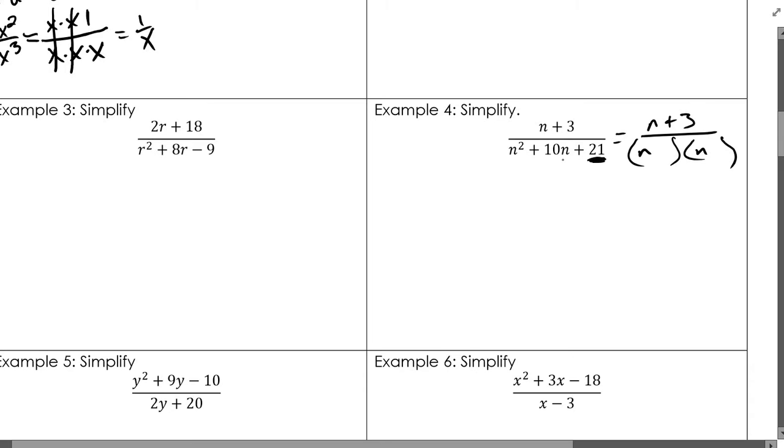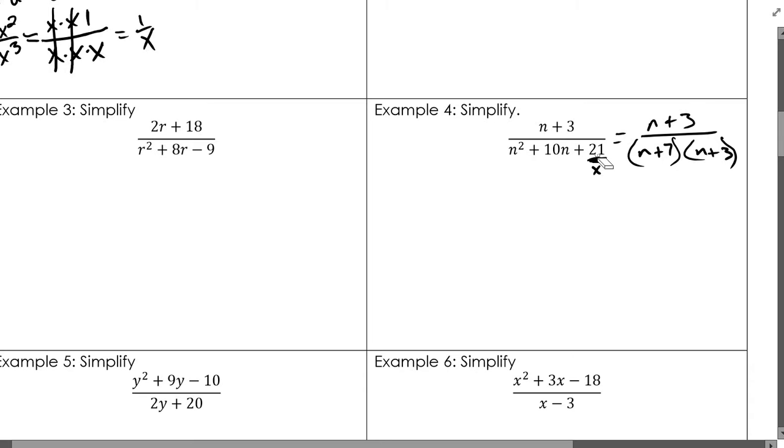Remember, in order to find the next 2 numbers, we think: what 2 numbers have to do what to give us 21 and do what to give us 10? They should multiply to give us 21 and add to give us 10. So we list the factors of 21. What are the factors of 21? 1 and 21. That wouldn't add to 10. 7 times 3. That would add to 10. So it's plus 7 plus 3.